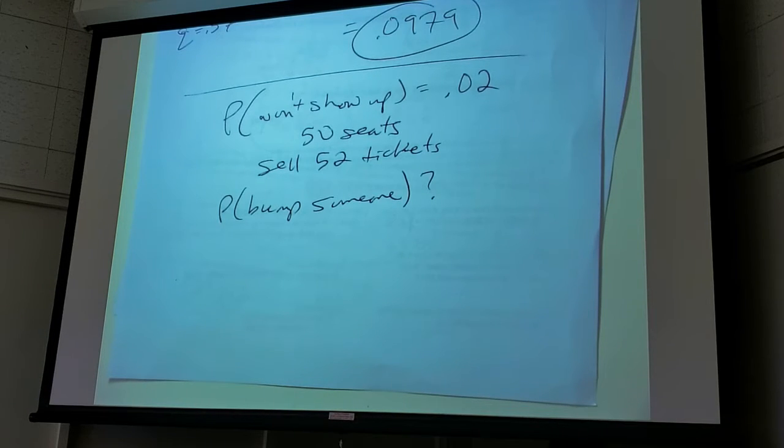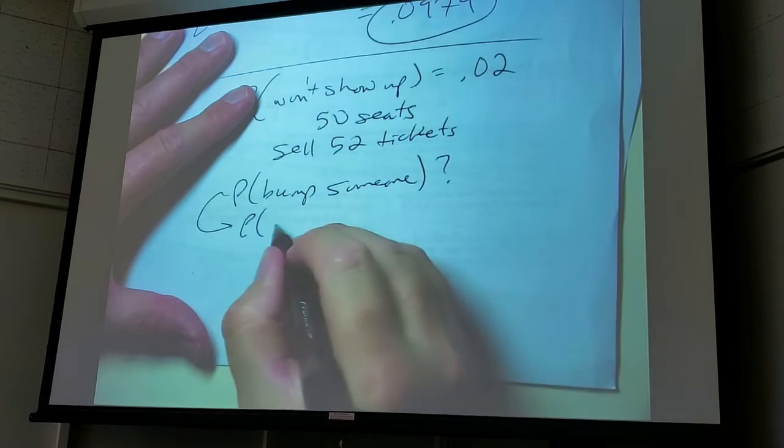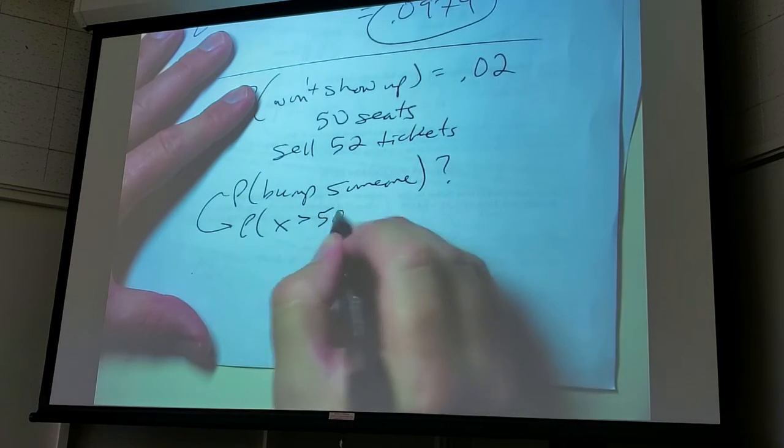How do you translate that into more of a math question? The probability they have to bump someone. The probability that how many show up? Well, 52 show up, 2 extra, right? The probability, they got 50 seats. So when are they going to have to bump anybody? The minute they get more than 50 people. There you go. So this translates into the probability that they get more than 50 people.